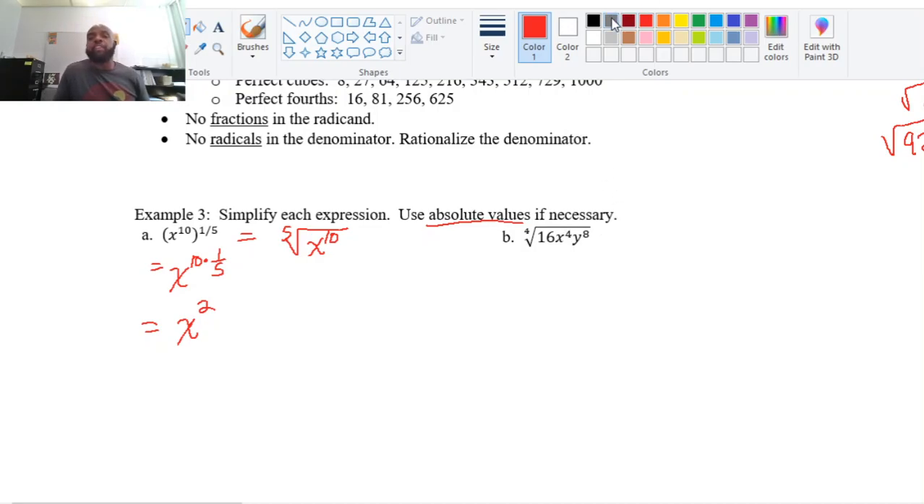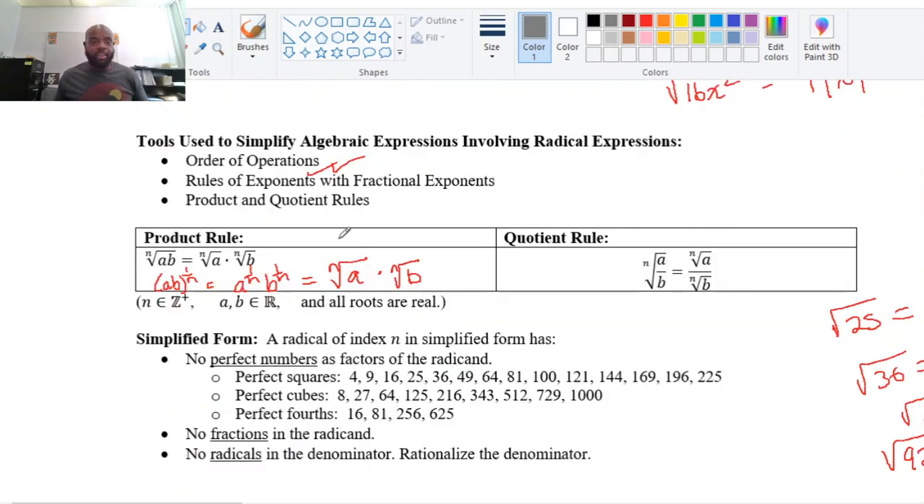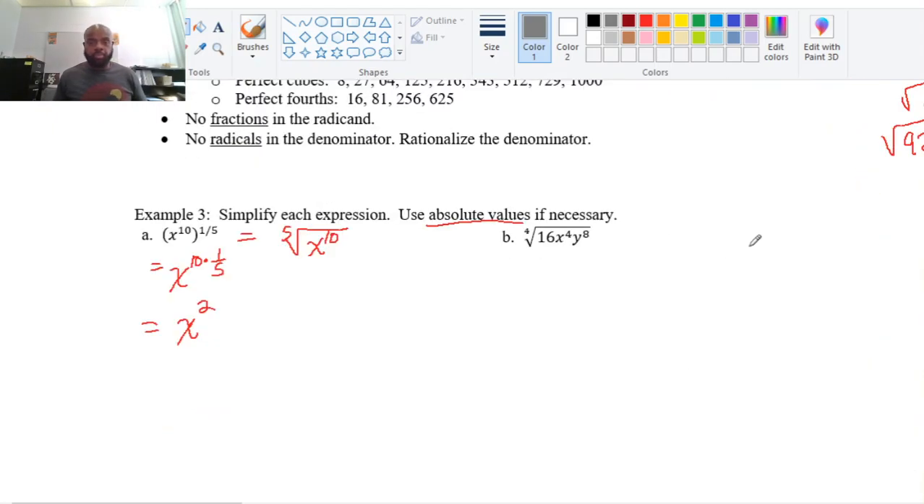Let's go to this example here. I want to be specific, and I want to use this rule that we wrote up here, the product and the quotient rule. It's just saying that I can look at these separately. So I can do the 4th root of 16, the 4th root of x to the 4th, times the 4th root of y to the 8th, right? And if I look at these separately, what number do I multiply 4 times to get 16? That number is 2.